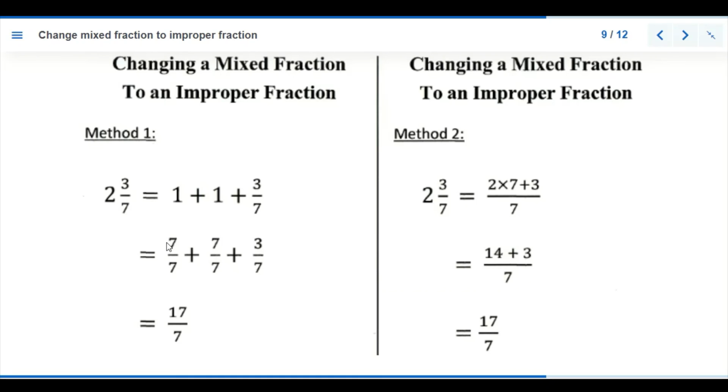So now let's add up. 7 plus 7 is what? 14. 14 plus 3, that is what? 17. And since we have a common denominator, we just pick one of it, which is 7. Another way around this is this: multiply the denominator with the whole number, then add it to the numerator. So 2 times 7, that's 14. 14 plus 3 will give us 17 over 7. So we have the same answer for both.